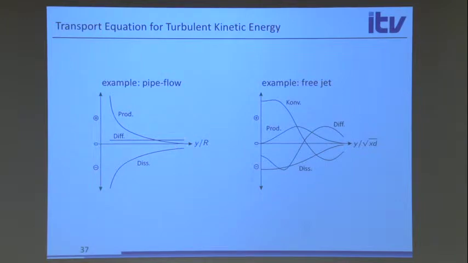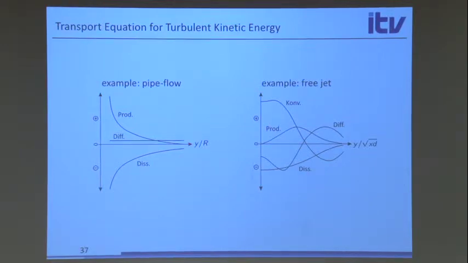If you go to the wall, then the production is zero. But the dissipation actually has a maximum at the wall. It goes up. That's why I'm confused here. It should actually go up again. If you are at the wall, the dissipation is at its maximum.